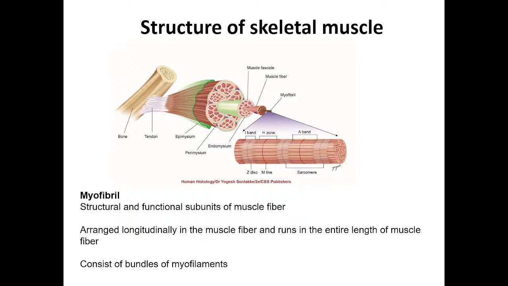Now, the muscle is made up of many fascicles. These fascicles or bundles are covered by perimysium. A fascicle has many muscle fibers, okay? And an individual muscle fiber is made up of many myofibrils. So, this is one muscle fiber and it is made up of many myofibrils, as you can see in this diagram. The myofibril is the structural and functional unit of the muscle fiber.